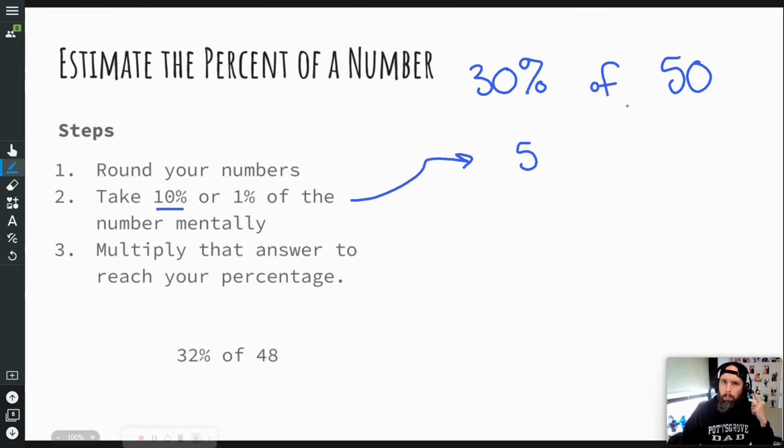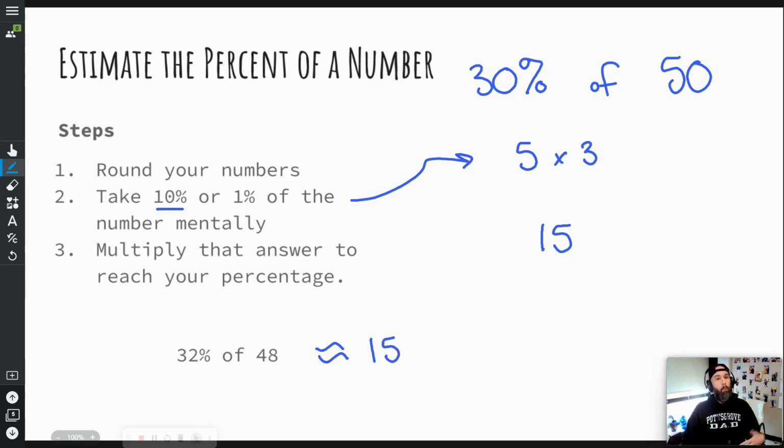Now, I don't want 10%. I want 30%. So if I just multiply 3 to 10%, I get 30%. So if I multiply 3 to 5, then I'm basically doing the same thing. So now I have 15. So a good estimate, and what I'm going to do is instead of putting an equal sign, I'm going to put this wavy sign. It means approximately. A good estimate of 32% of 48 is about 15.